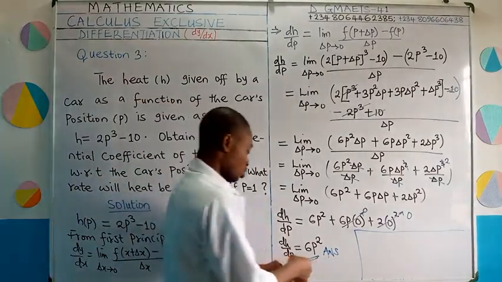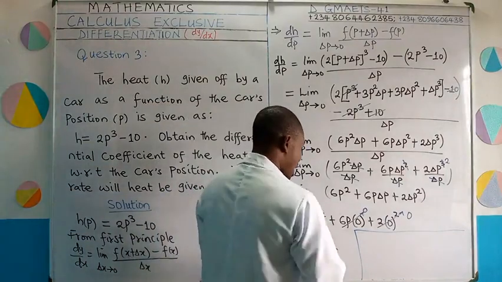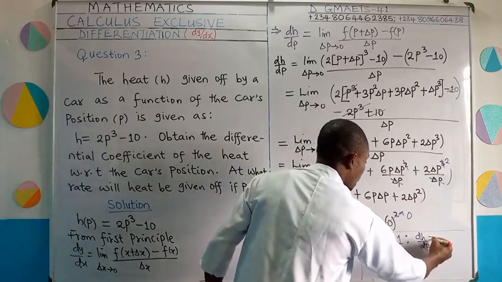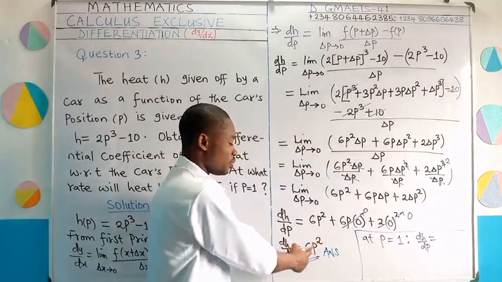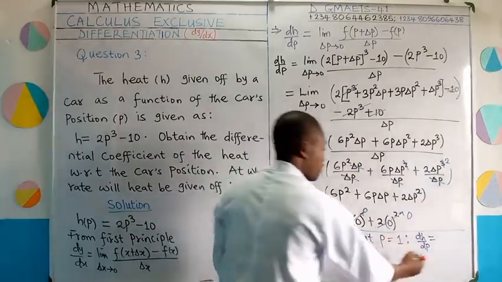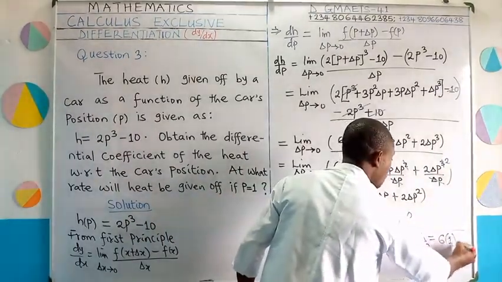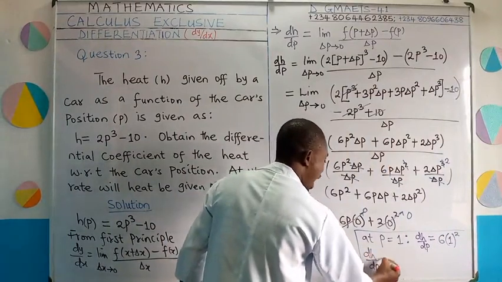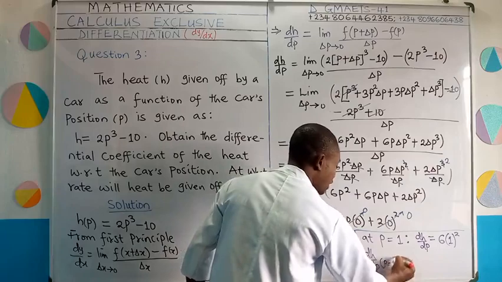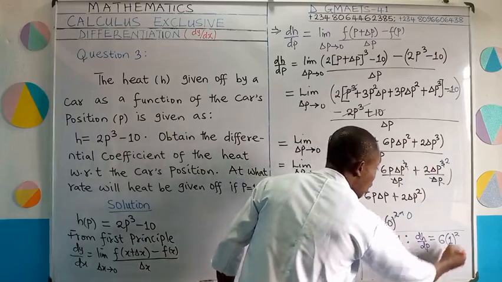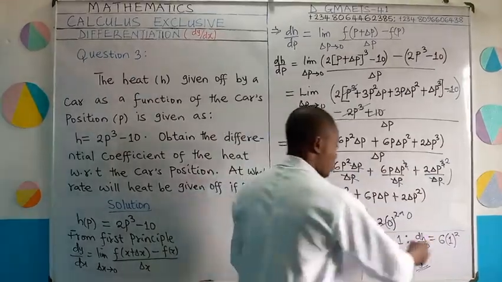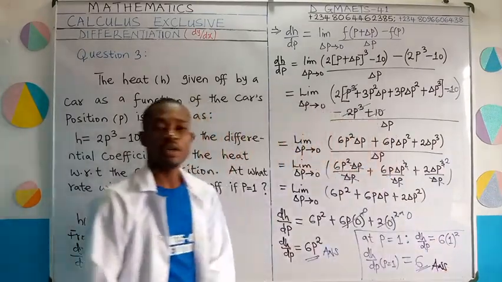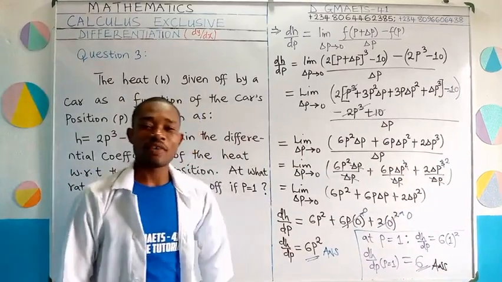So all we now need to do is simply say at p equal to 1, we are going to have that dH dp will now be equal to, remember we had it to be 6p raised to the power 2. So in place of this p, we are going to fix 1. It becomes 6 bracket 1 raised to the power of what? 2. In conclusion, dH dp at p equal to 1, the answer is equal to 6. If you work out this, you're going to get 6. 1 raised to the power 2 will give you 1, then times 6 will give you that 6. And this is how we solve this.